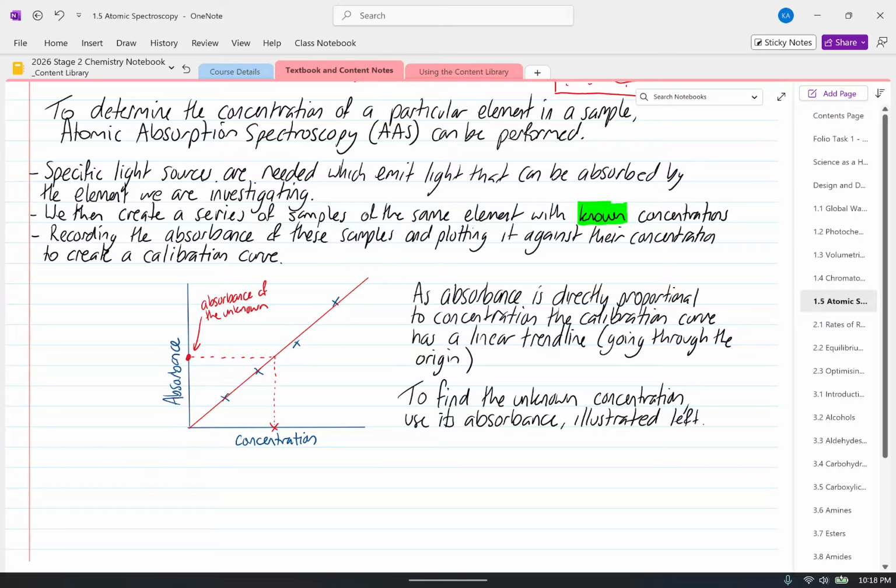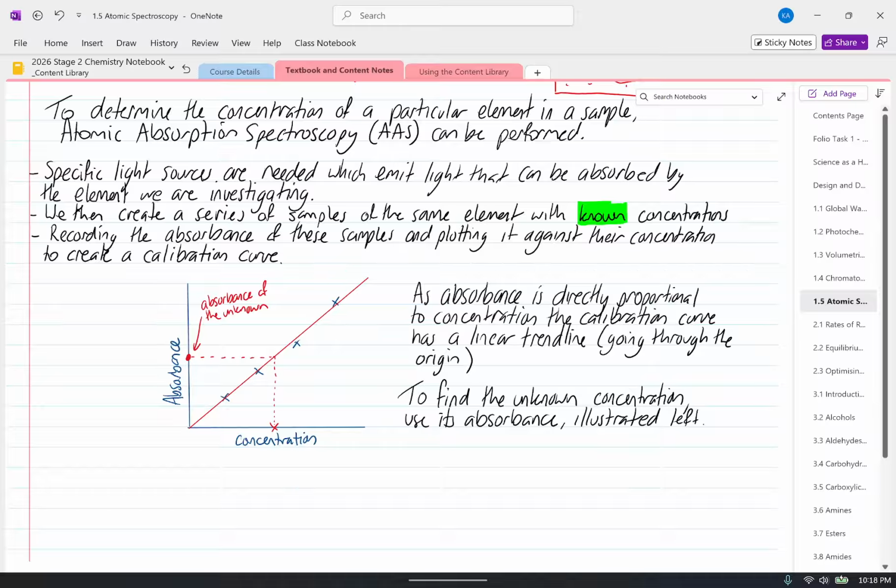Now they're not going to be perfect. As you can see here, I deliberately made it so that all these X's are not perfectly on that line. Regardless, you make a line of best fit that goes through them. So you can then put an unknown concentration of that particular element into your machine, and the absorbance will pop out. It'll absorb a certain amount of that light, and let's say it corresponds to this value here. You then mark it off, find where it intercepts the line of best fit, drop that down to the concentration, and that will give you your unknown concentration.